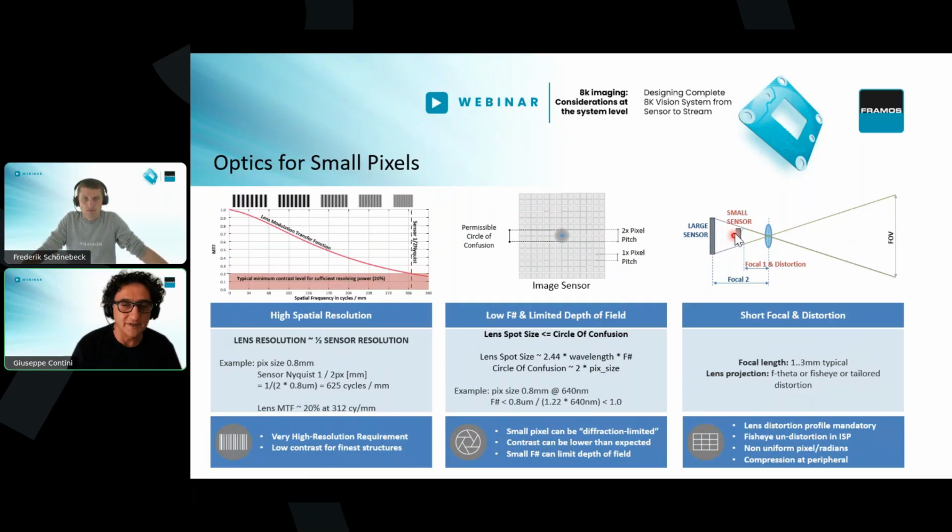So with the smaller pixel, if you want to keep the same field of view, you need a shorter focal length. And this moves the topic to the fisheye domain, because the typical focal length in this domain is 1 or 3 millimeters, where you have a very high distortion. Fisheye distortion is no longer f tan theta, not proportional, but is f theta, or fisheye theta. And many undistortion algorithms are based on f tan theta, so on the proportional distortion. So this is another topic to be considered, right?